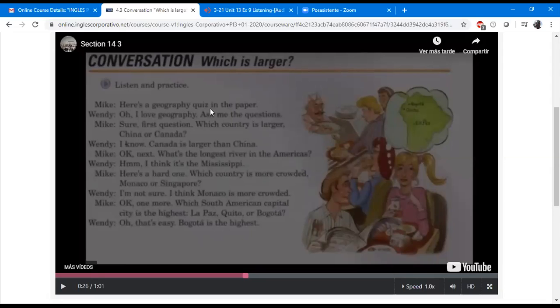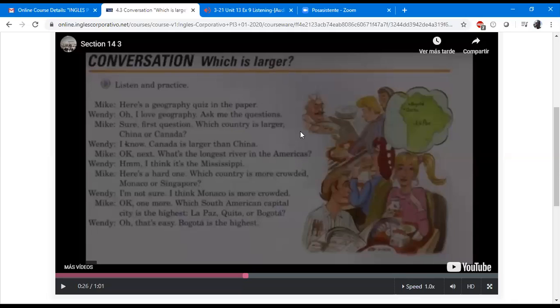Here is a geography quiz in the paper. Oh, I love geography. Ask me the questions. Sure. First question, which country is larger, China or Canada? Comparing two. Okay, larger. Then I know Canada is larger than China. Okay, they are comparing Canada and China.